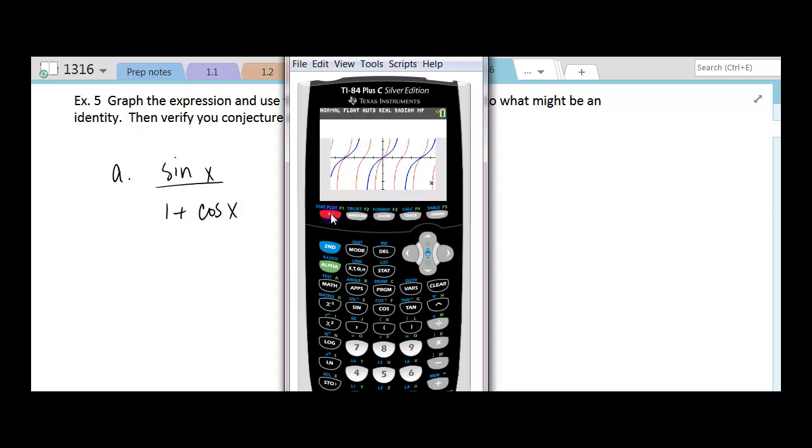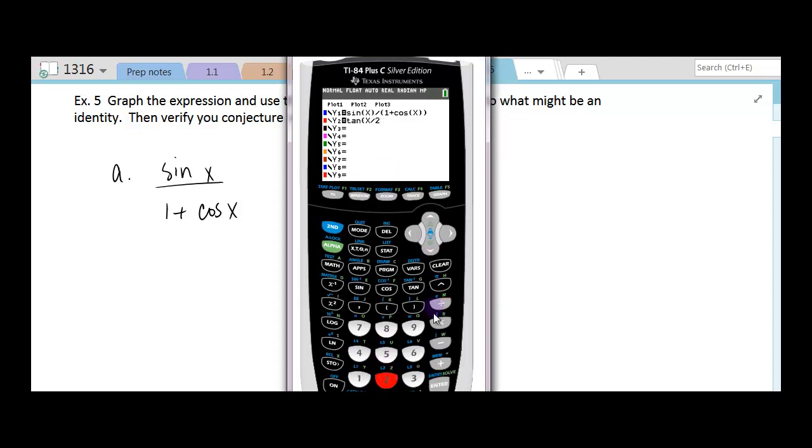So let's go back and try a different value. Instead of tan x, what if we tried tan x divided by 2? Graph that, and if the two functions lie on top of each other, then we will have shown graphically that we have an identity going on. And my screen is graphing it here.